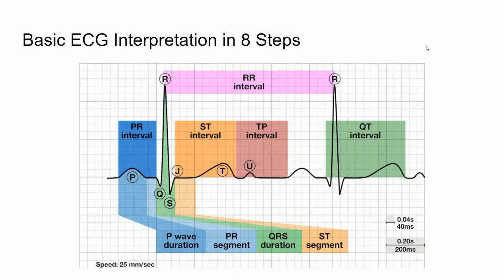Okay, so now let's move on to the basic ECG interpretation. We've broken it down into 8 steps to look at your 12-lead ECG rhythm strip, to have a systematic approach to say, okay, what am I looking at right now? And what is this information telling me?